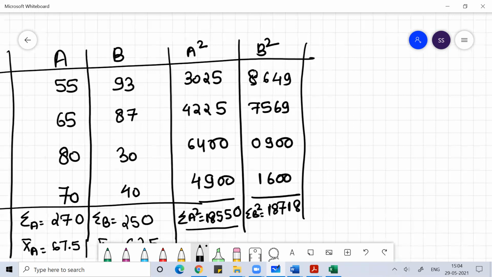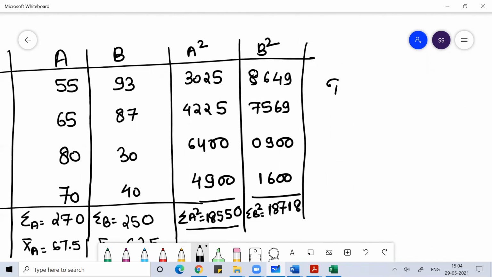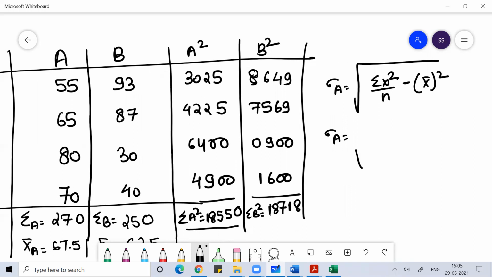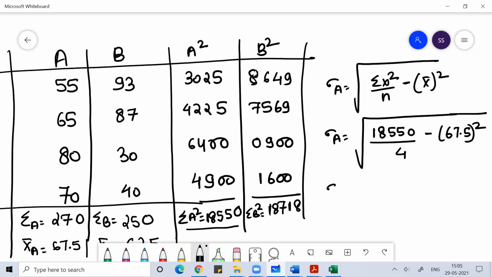So you can find the standard deviation of A. The standard deviation of A is equal to under root of sum of x square by n minus x bar square. So for the standard deviation of A, sum of x square is 18550, 18550 divided by n. N is 4, minus x bar. X bar is 67.5 whole square. So standard deviation of A was this.